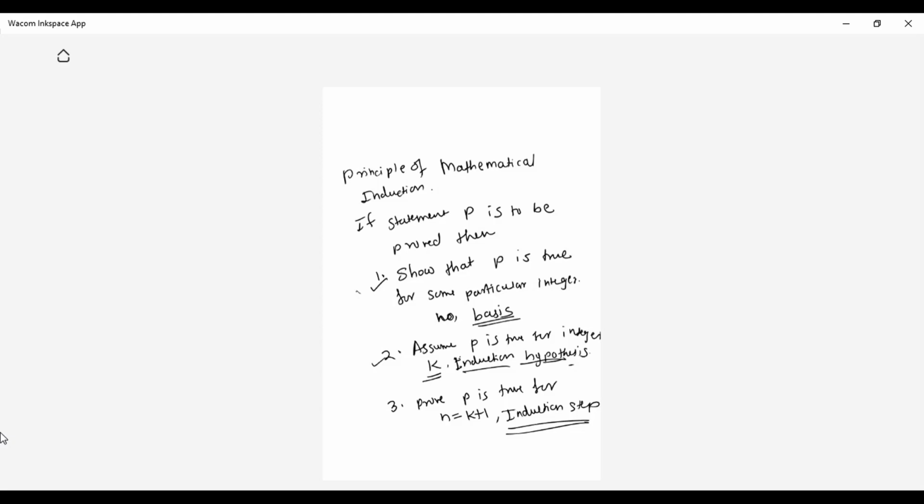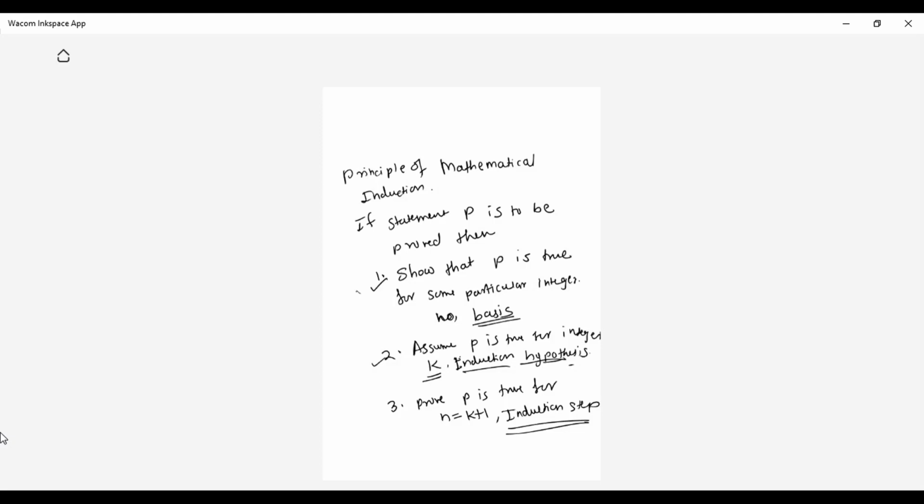So under the principle of mathematical induction, whenever they ask us to prove whether the given statement P is true or not, what are the steps we need to follow? The first step is that we need to see that our base is true. And how are we going to show it? We will take a specific integer, put the value in that statement, and show that for this particular integer value, we get a true value. So the basis we prove as true in the first step.